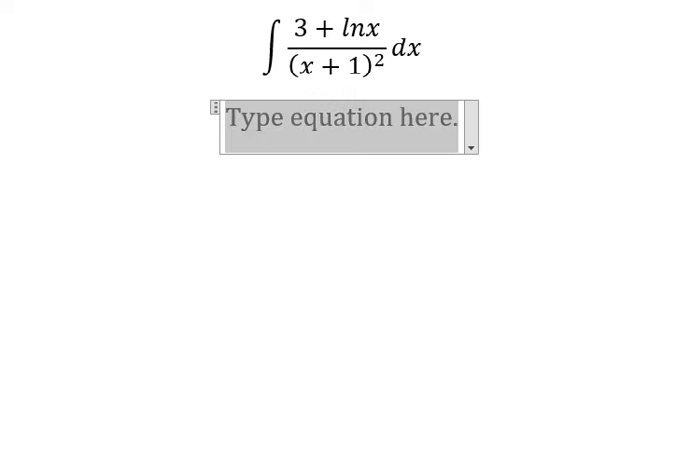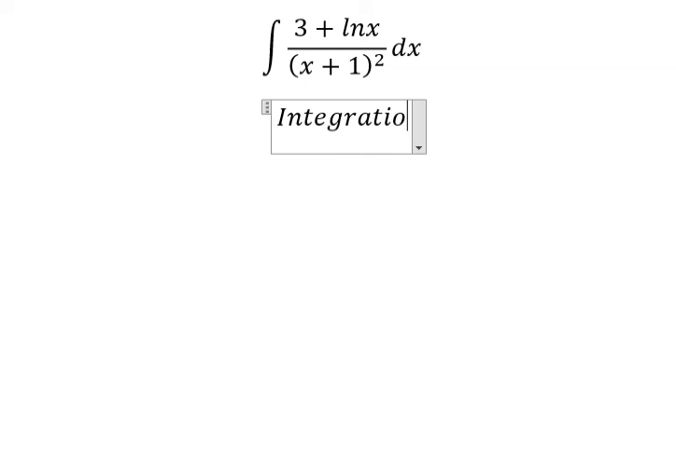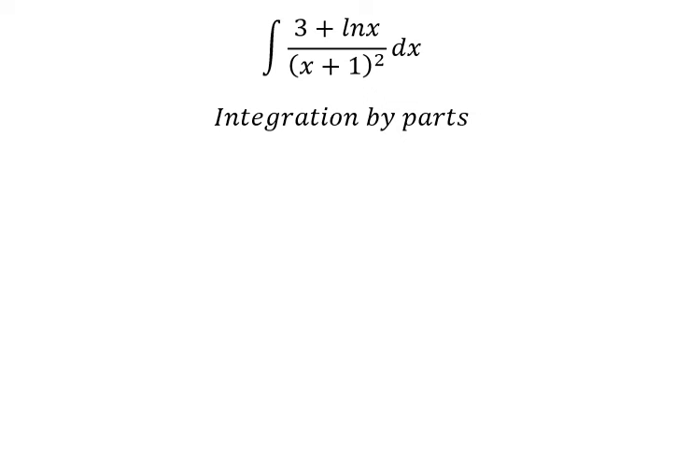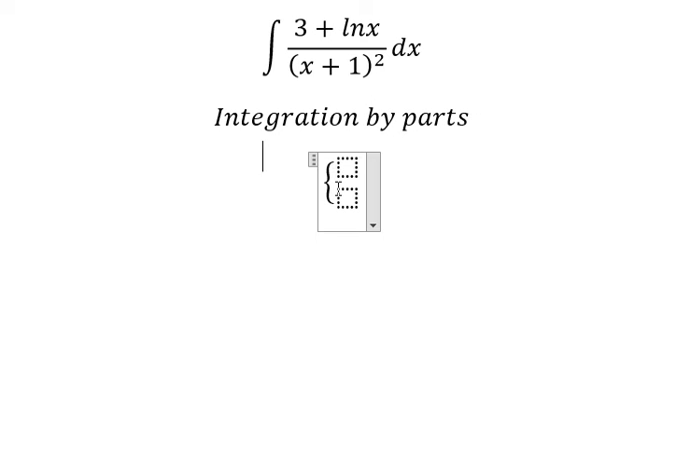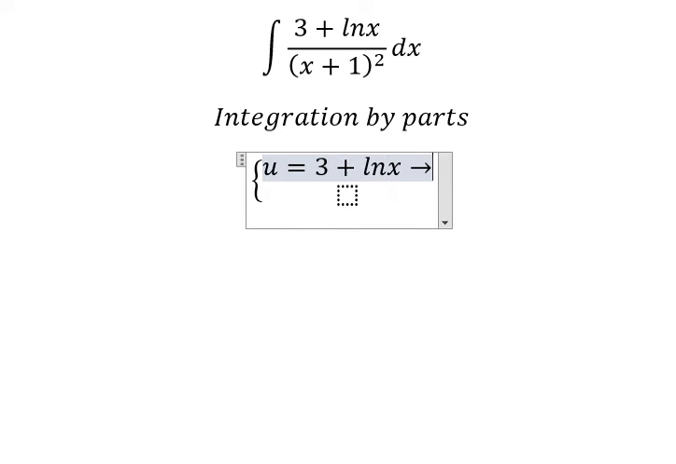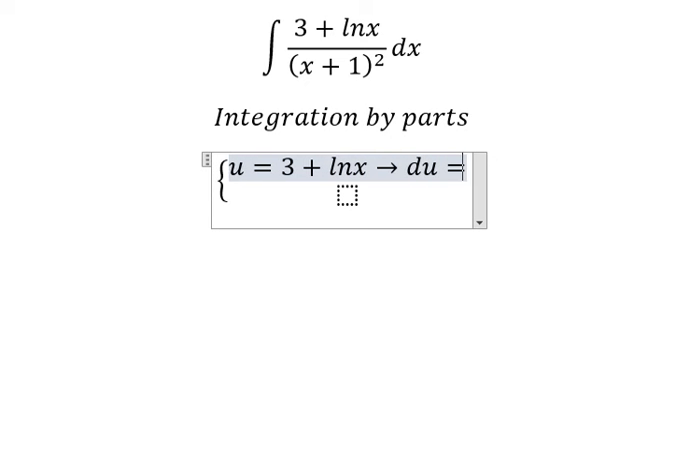We need to use integration by parts. So I need to put u equals 3 plus ln x. After that, we need to take the first derivative of both sides.